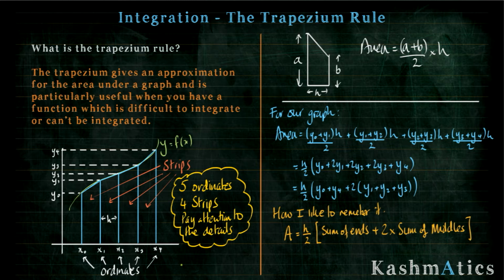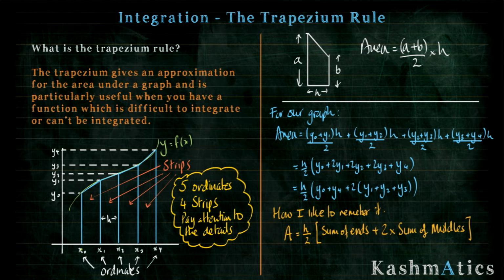So the first thing you need to pay attention to in the question is how many ordinates or strips it's telling you to split the area into. Okay, so remember, if there's 5 ordinates, there's 4 strips. There'll always be one more ordinate than there are strips, but pay careful attention to the information in the question.